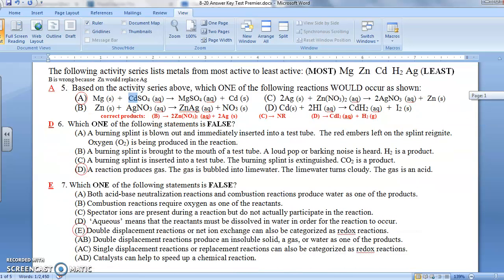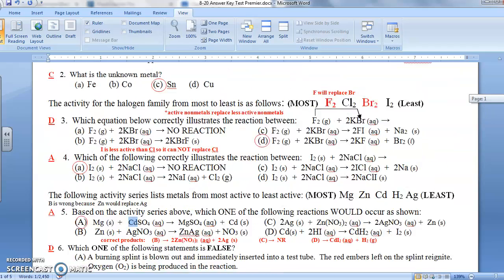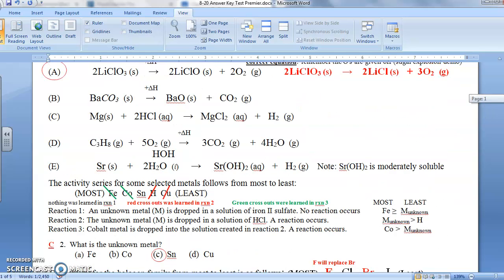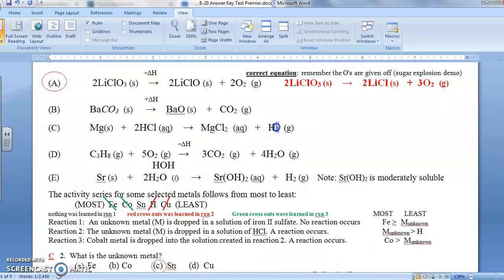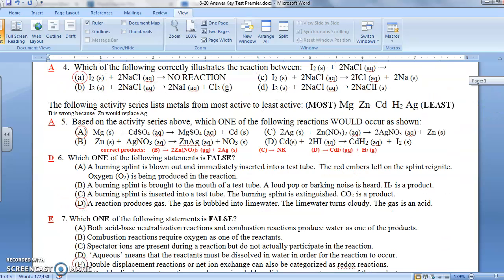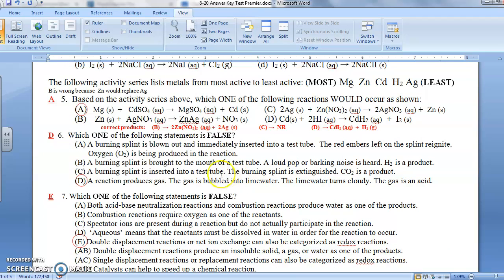Number 6, which one of the following statements is false? We kind of alluded to some of those tests up here when we talked in the first video about how to prove oxygen's a product, how to prove carbon dioxide's a product. We didn't talk about how to prove hydrogen's a product, though, and we probably should have, but we will down here. Which one of the statements is false?